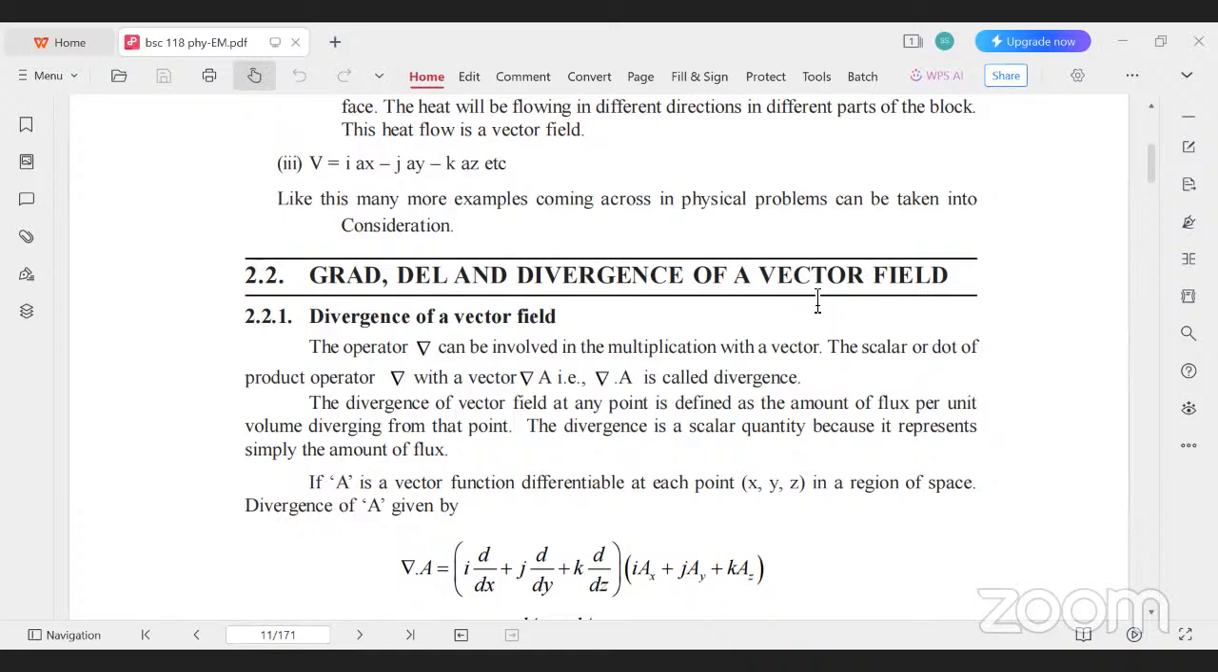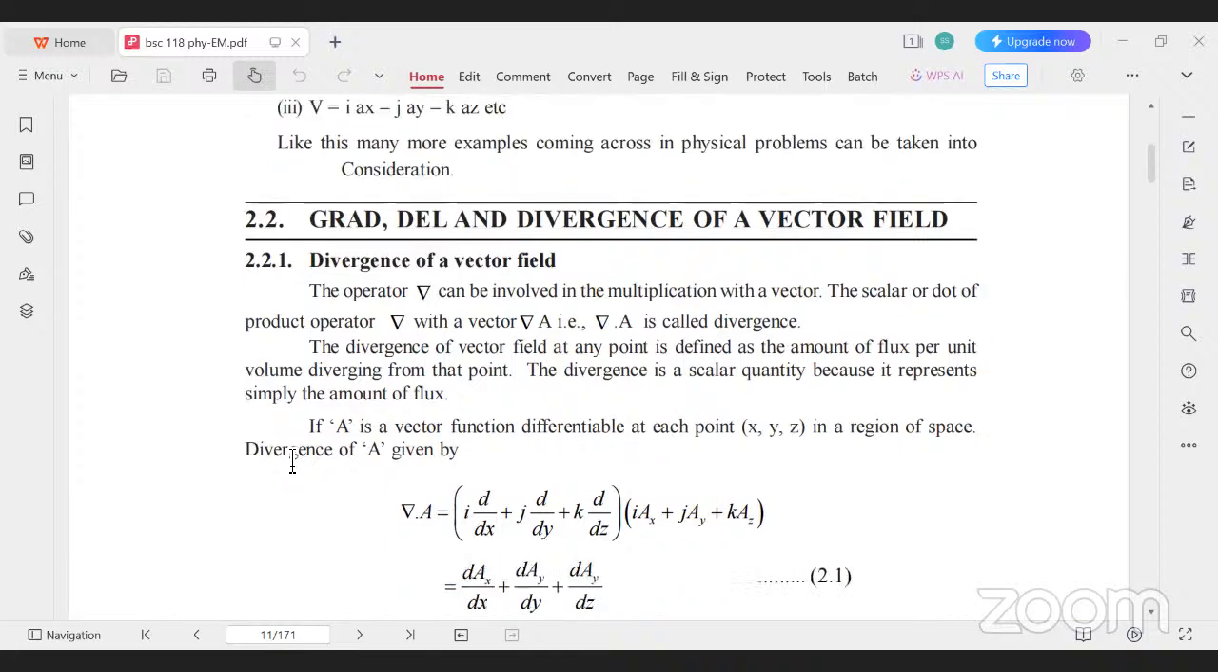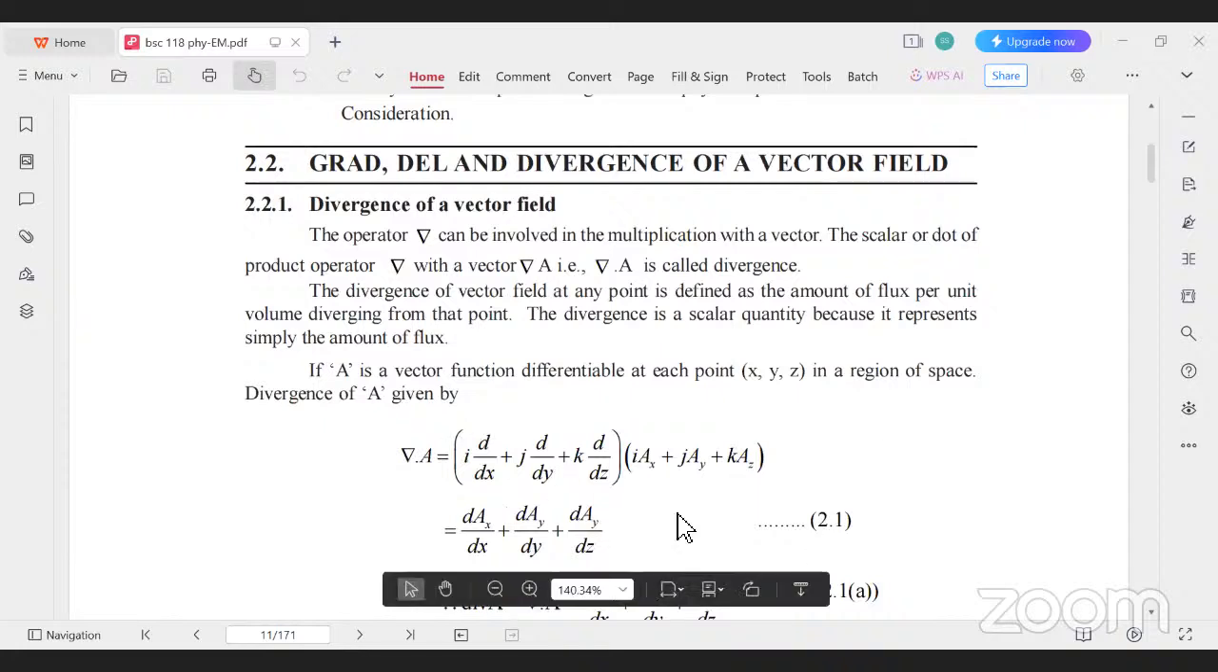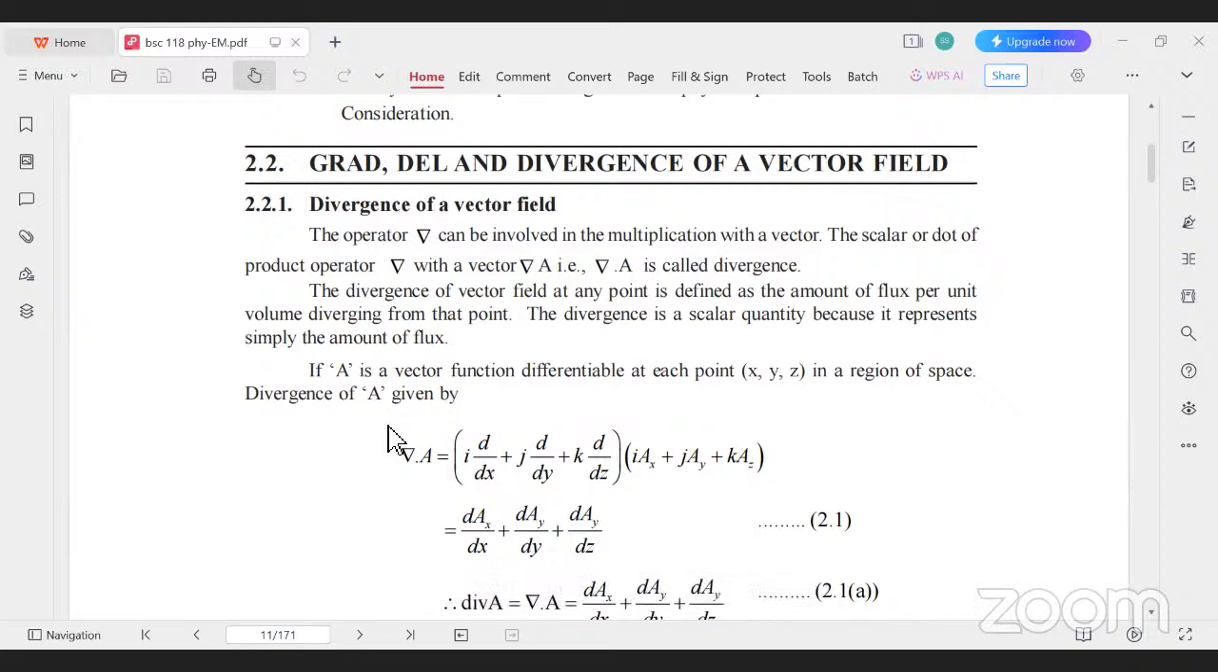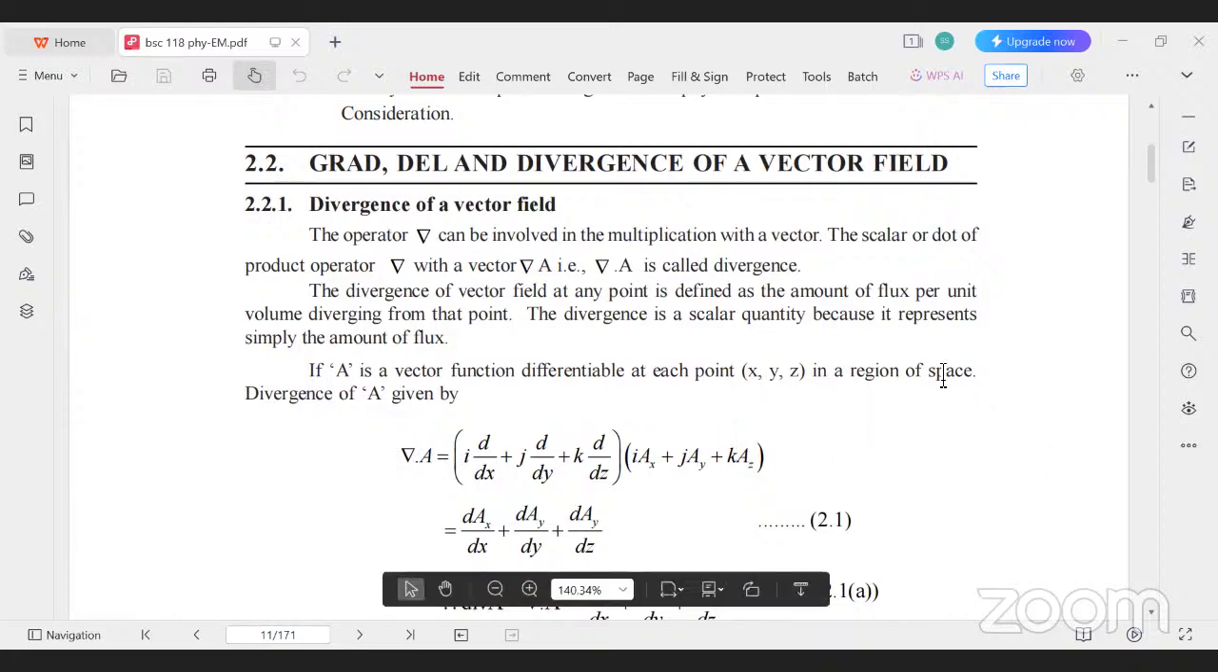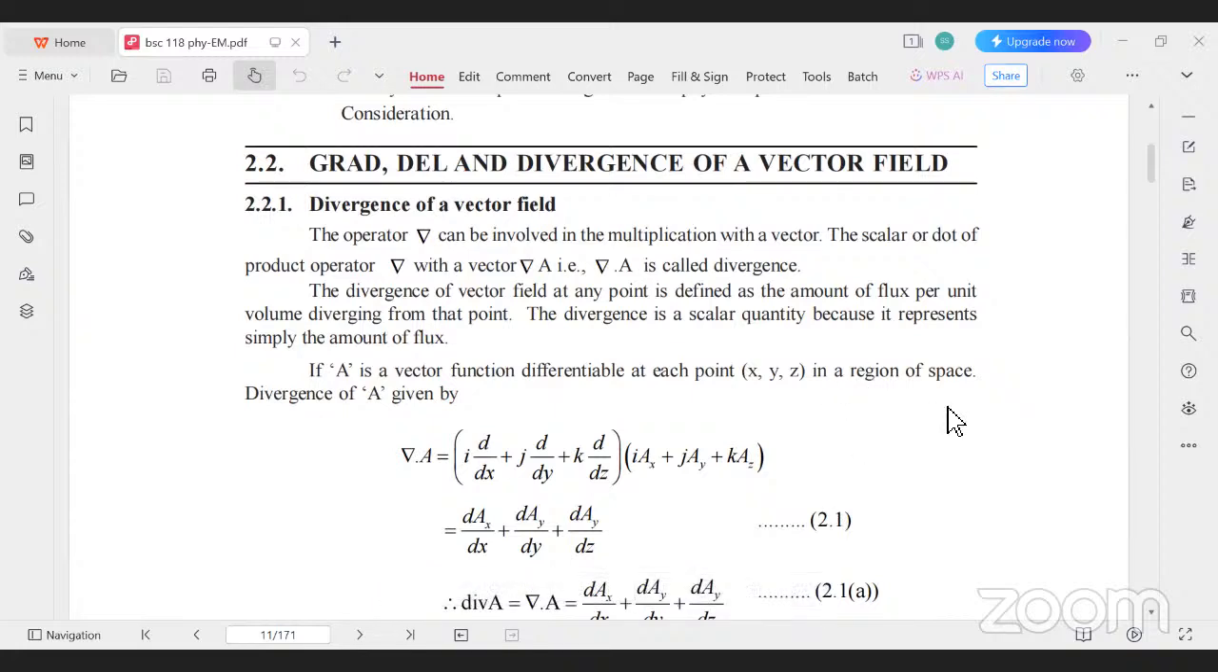Okay, so here we are seeing divergence; we will see the curl, different lines, line integral, surface integral, volume integral. The divergence is a scalar quantity because it represents simply the amount of flux. Flux means it goes in one direction. For example, if I'm taking A as a vector function differentiable at each point x, y, z of a region of space, A is a vector and x, y, z are the coordinates.